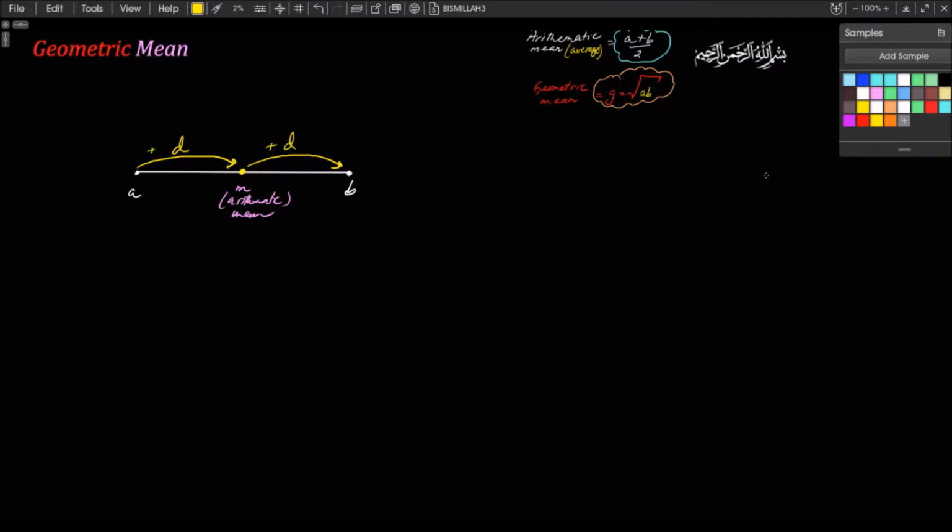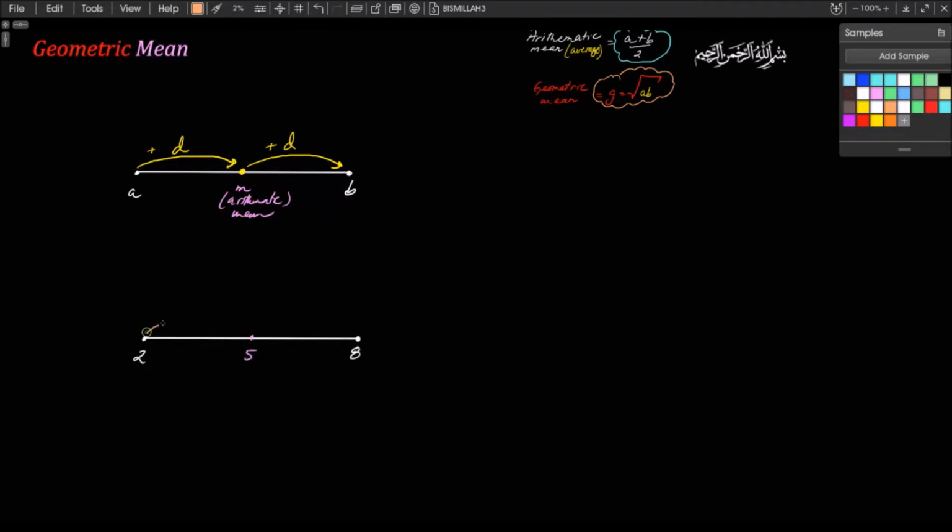Now that's what arithmetic mean means. The arithmetic mean, or the average, is a number that's smack in the middle of those two numbers, and the distance from the first number to the mean and from the mean to the second number is the same. In the example that we did, we took 2 and 8, and then we calculated the average of these two. 8 plus 2 is 10, divided by 2, and that was 5.